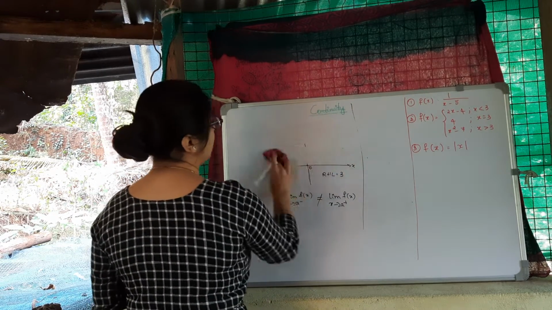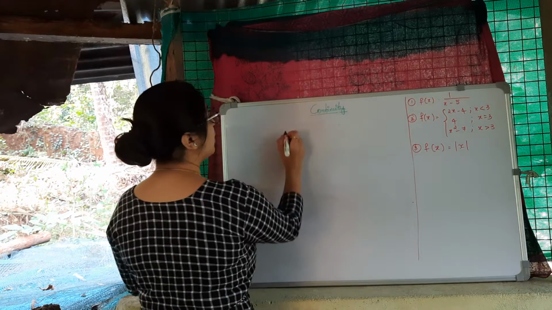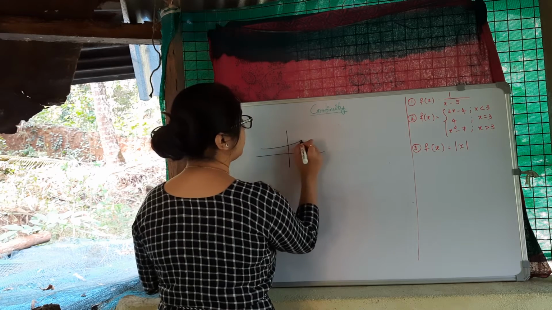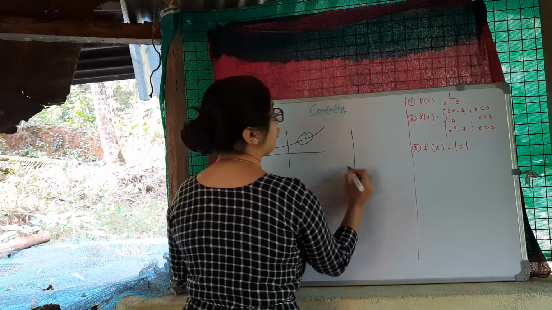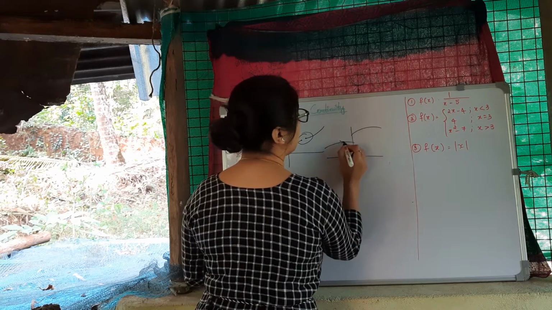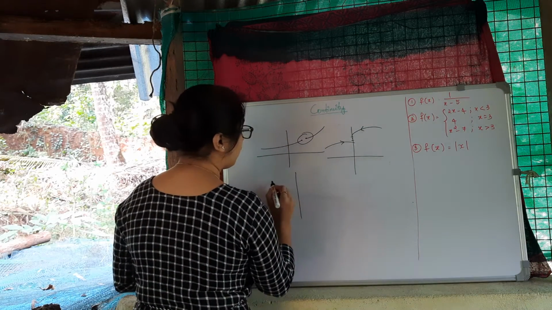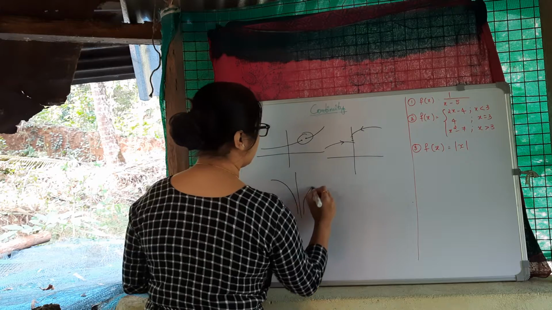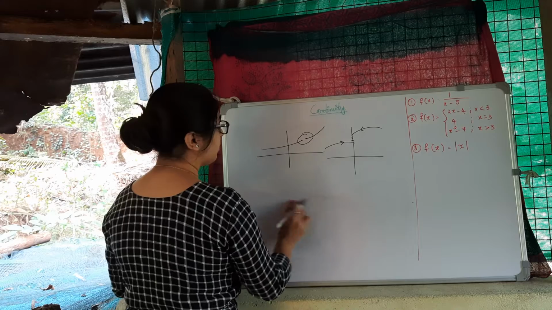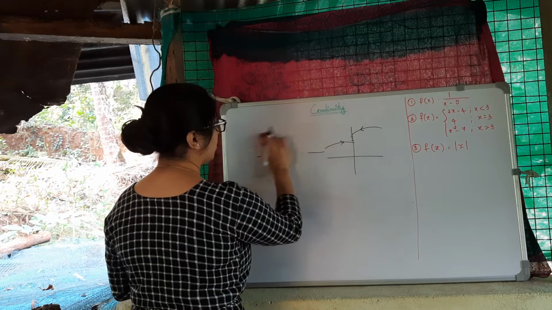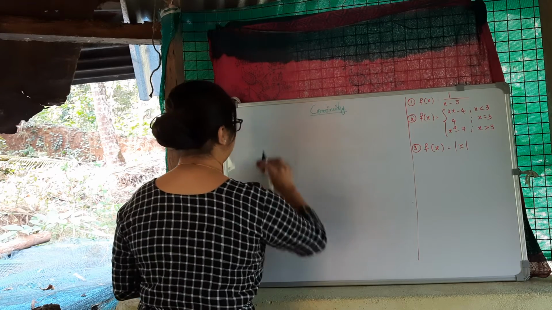If you have vertical asymptotes, if you have a hole in the graph, if you have a jump, that is also a discontinuous function. If you have vertical asymptotes, something which is tending to infinity, those functions are discontinuous.